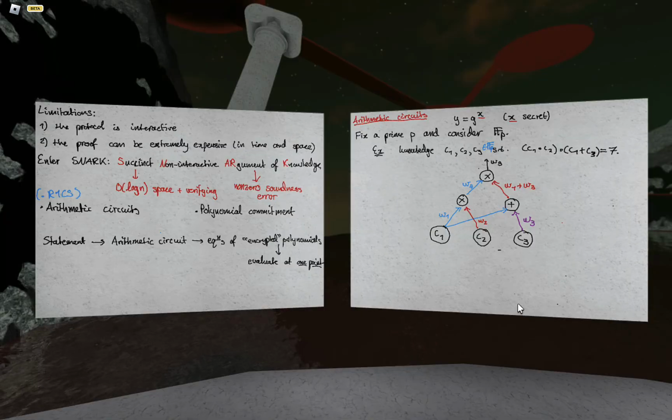Nice. Okay, so I'm going to define some terminology. A legal assignment is a tuple C1, C2, up to C5 of values for each wire.